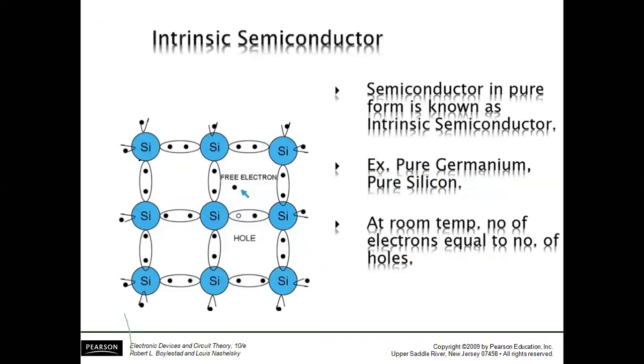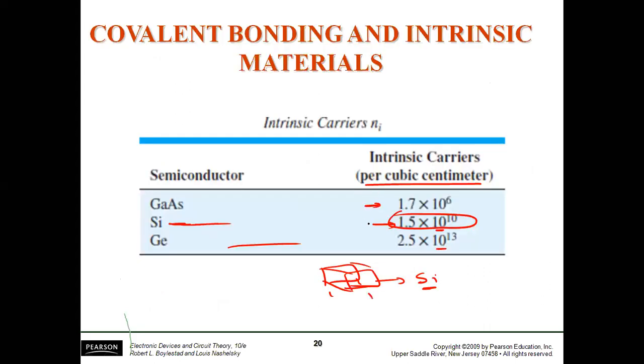You have silicon atoms periodically arranged, and because of thermal generation, let's say that this bond is broken. So now this electron is in a free state, in the conduction band, and this electron is still in its valence band. And how many such free electrons will be there in 1 cubic centimeter? It is given as 1.5 × 10^10.